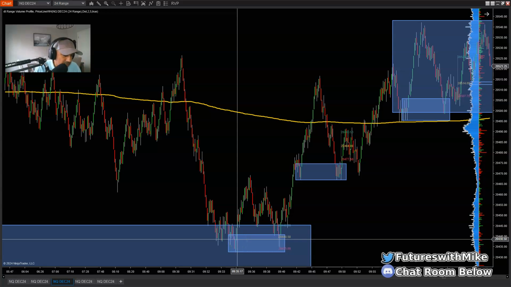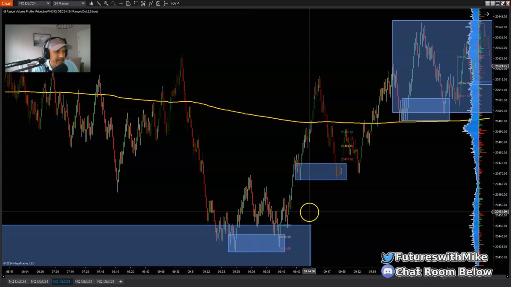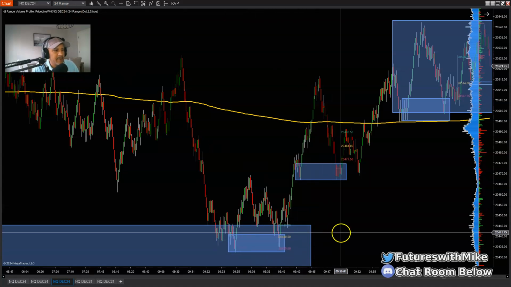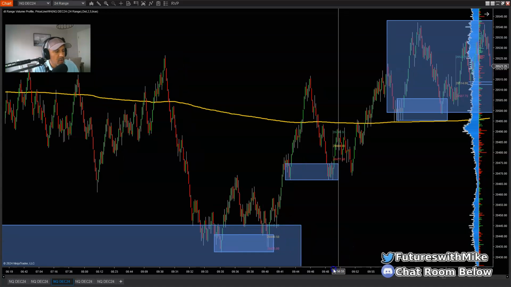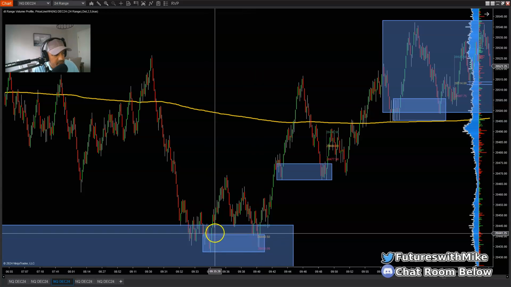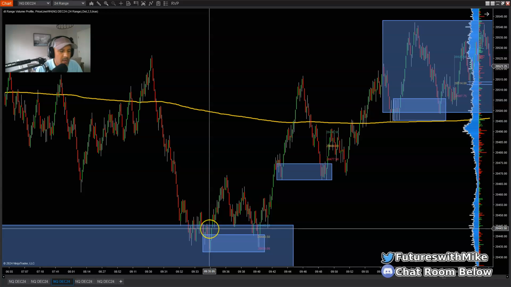If it rejects off of it and we start to break structure higher, and then it pulls back to a key area of demand on the 24 range chart, which I have marked up, which is the smaller zone here, then I'm going to be interested in going long. So once it taps into the lower base demand zone here, there's also a gap here. This also makes this zone high probability as well. We've got two zones now that are high probability setups.